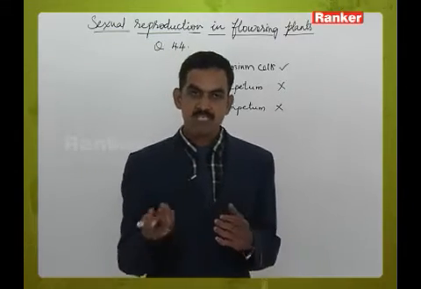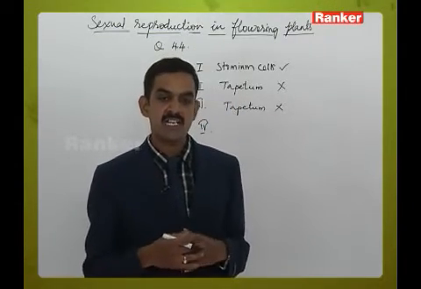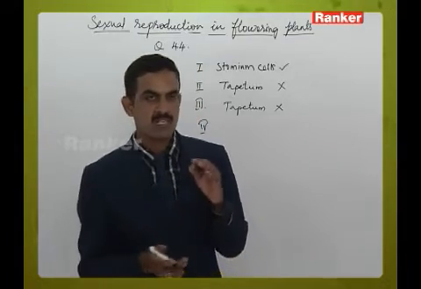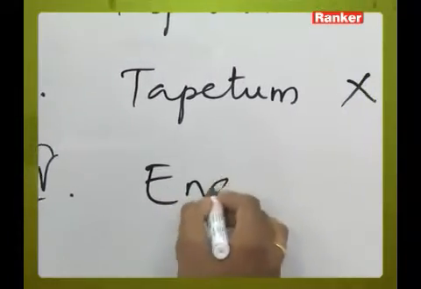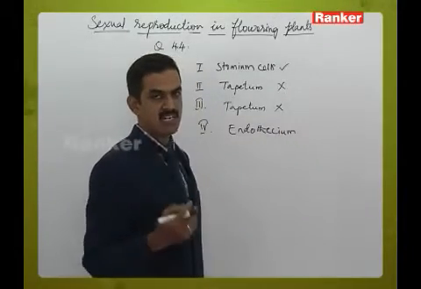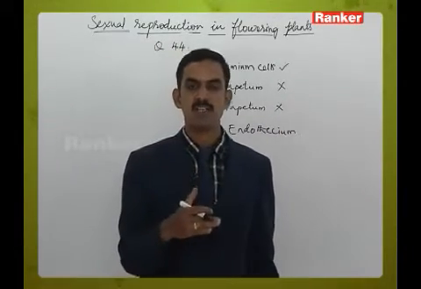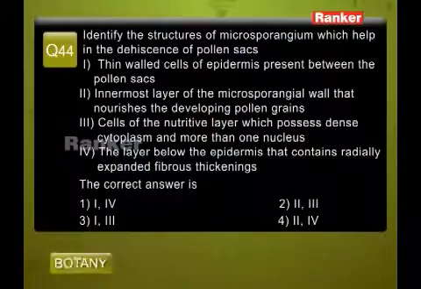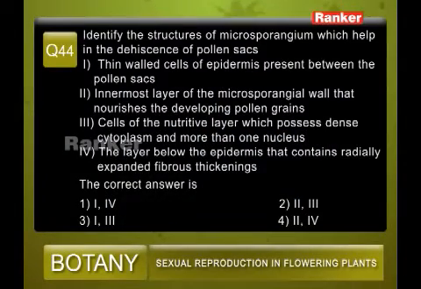Okay, the layer which is present below the epidermis containing radially expanded fibrous thickenings. So this is a character related to the endothecium. Endothecium is a layer which is present just below the epidermis and helping in the dehiscence of anther wall. So 1 and 4 are correct related to the question. So question number 44, the correct answer is 1 and 4. Correct answer is 1.